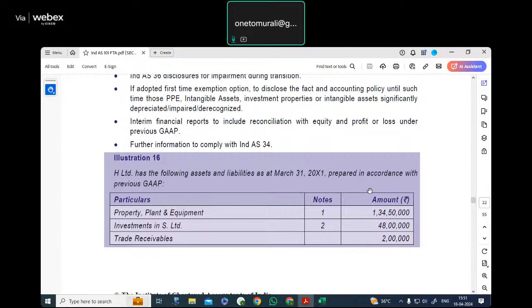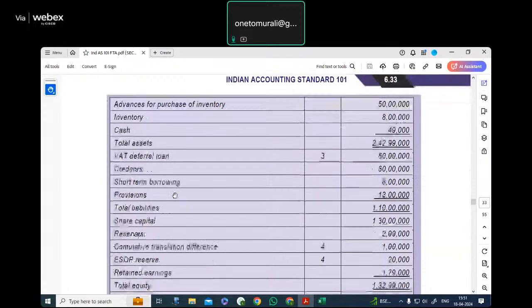H Limited has the following assets and liabilities on 31st of March 20X1, prepared in accordance with previous GAAP. Property, plant and equipment, 1 crore 34 lakhs 50,000. Investments in S Limited, 48 lakhs. Trade receivables, 2 lakhs. Advances for purchase of inventory, 50 lakhs. Inventory, 8 lakhs. Then 49,000 towards cash. Total assets, 2 crore 42 lakhs 99,000.